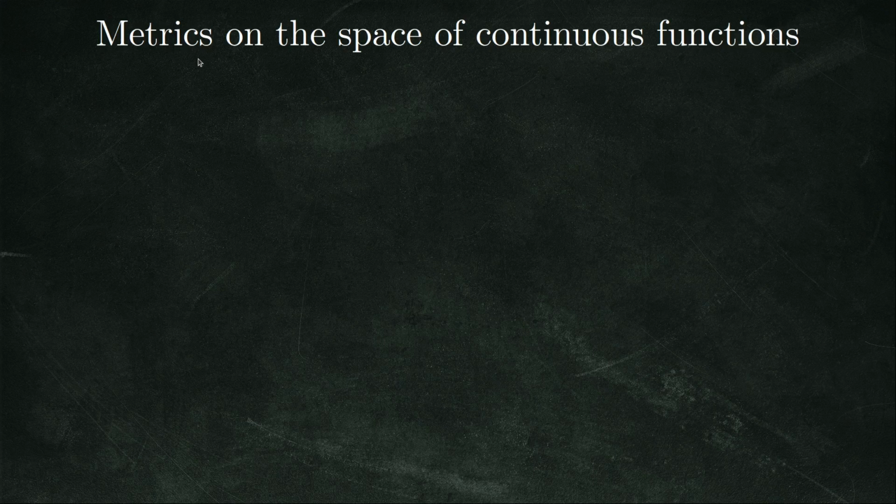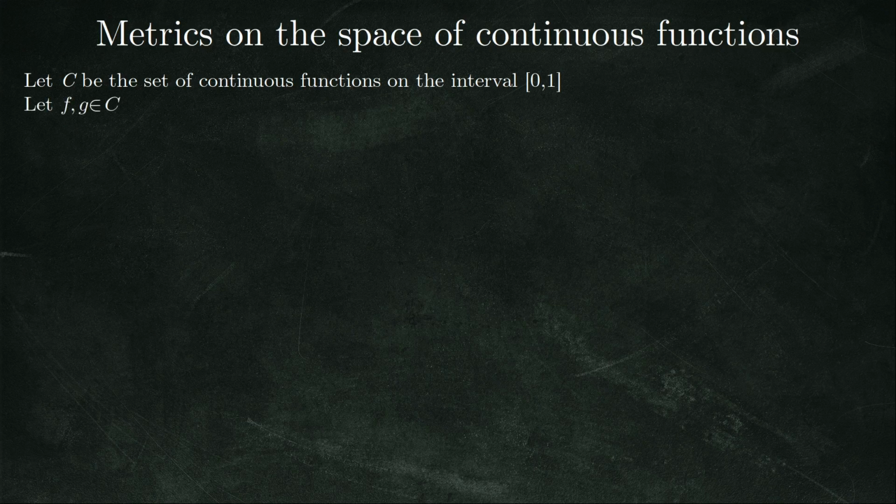We're now going to look at metrics on a space that maybe you wouldn't have considered you can easily measure distance in, and that is the distance between functions, or the distance between continuous functions. So if C is the set of continuous functions on the closed interval 0, 1, so that does include 0 and 1, and let f and g be just arbitrary functions for this.